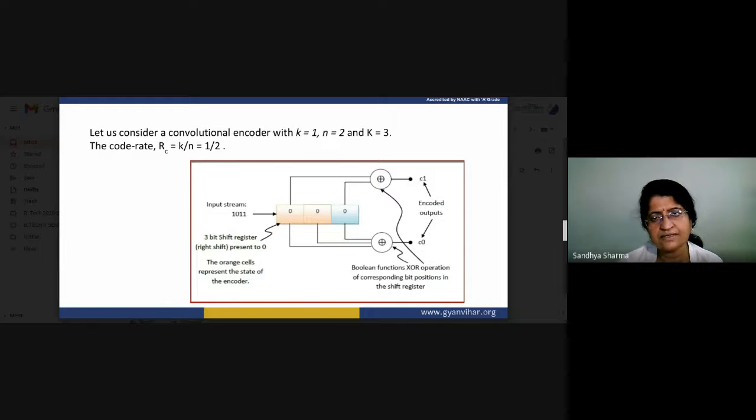There are some colors shown here. The orange cell represents the state of the encoder. When we take the state transition diagram, then we will decide what the state is. Now we can see here there are C1 and C0, the two output bits. What is C0? C0 is a combination of all 3 bits. The round circles are the Boolean function XOR operation, so the XOR operation is done between these 3 bits.